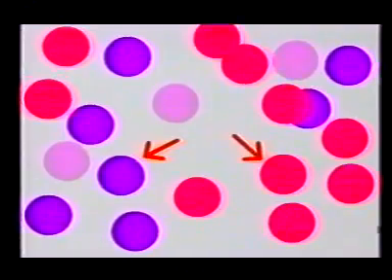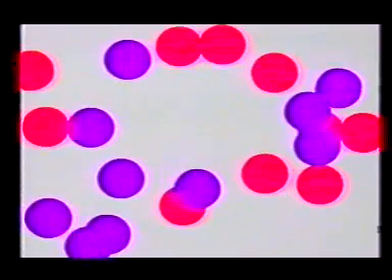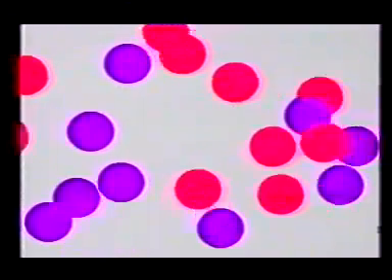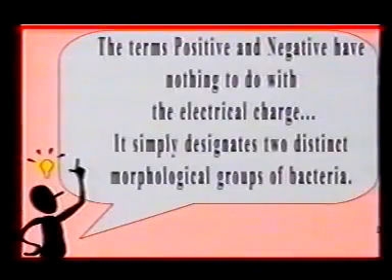During Gram staining, the bacteria that are stained purple are termed Gram-positive. The bacteria that are stained pink are termed Gram-negative. The terms positive and negative have nothing to do with the electrical charge. It simply designates two distinct morphological groups of bacteria.